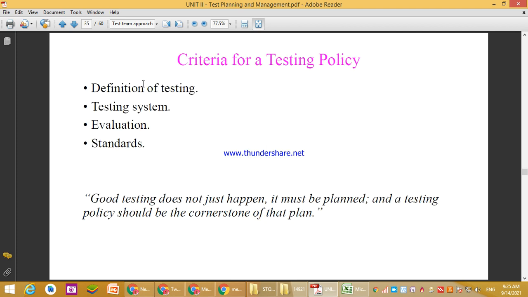Criteria for testing policy: definition of testing, testing system, evaluation standards. Here is one good quote: good testing does not just happen, it must be planned. And the testing policy should be the cornerstone of that plan. Definition of testing, testing system, evaluation standards.